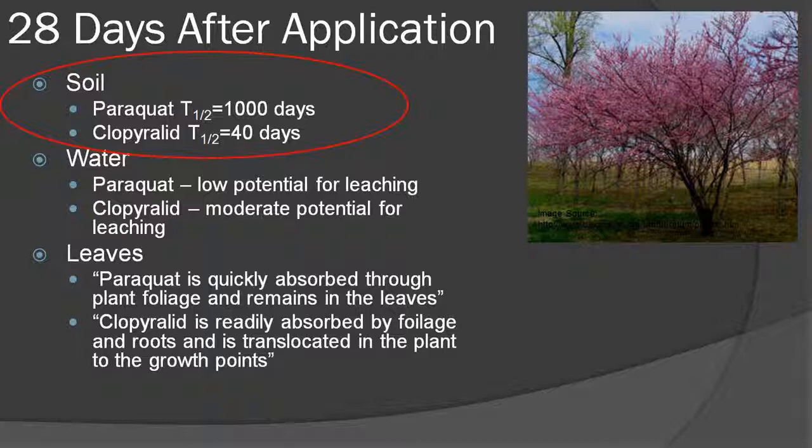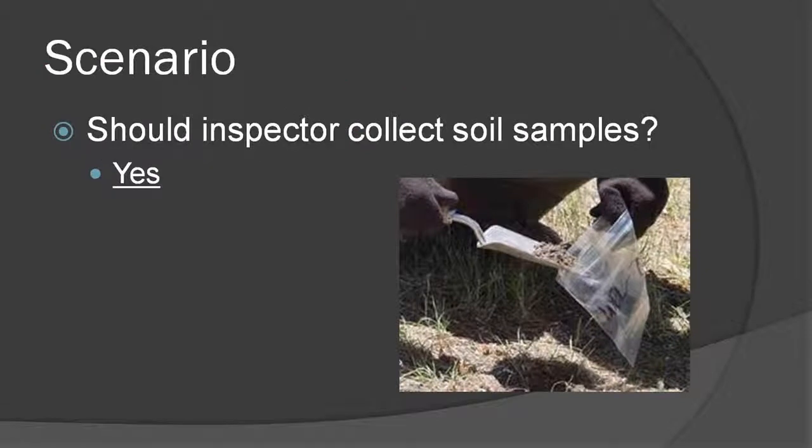Considering the damage to the tree by the leaves, the inspector has a feeling that it's most likely clopyralid that caused the damage. So in this scenario, the guide helped the inspector know, yes, I can take a soil sample, and yes, it'll be money wisely spent because it will probably contain the residue.